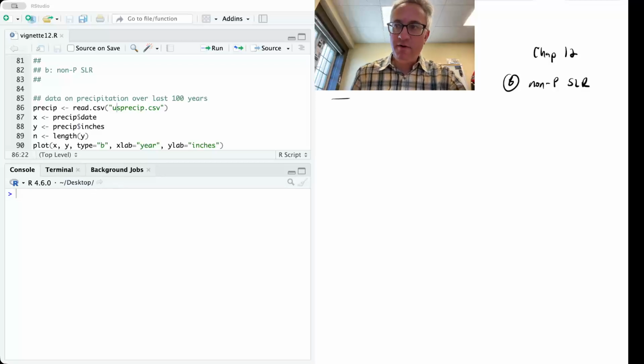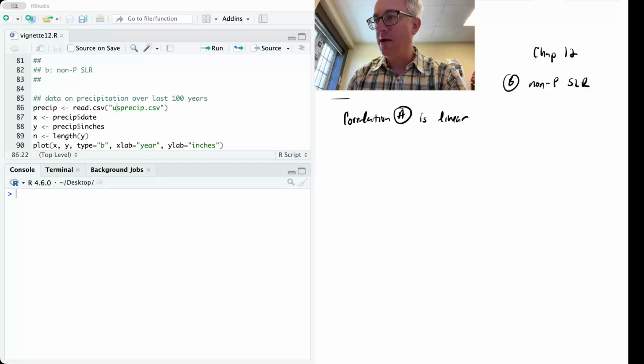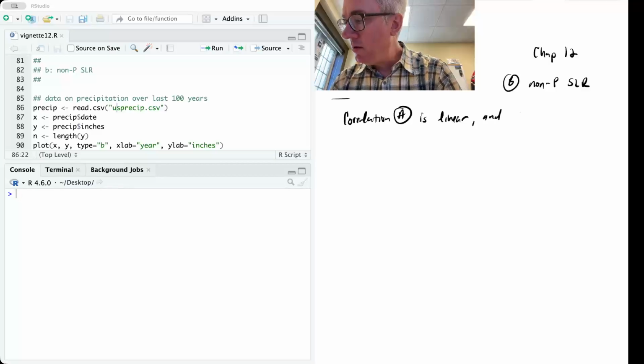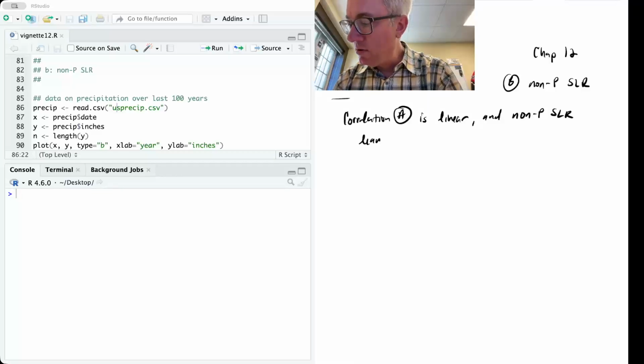The second half of chapter 12 is on nonparametric simple linear regression. So remember, correlation, which is what we talked about in the first part, is linear. We talked about that in chapter 7, and we'll make some more connections here in chapter 12. And nonparametric linear regression leans on that connection.